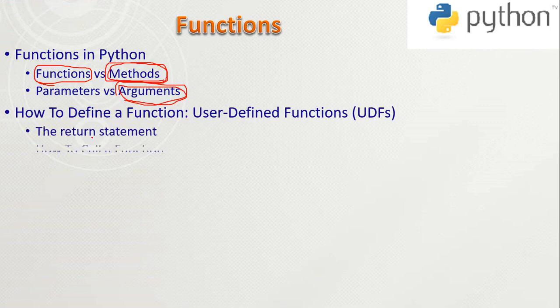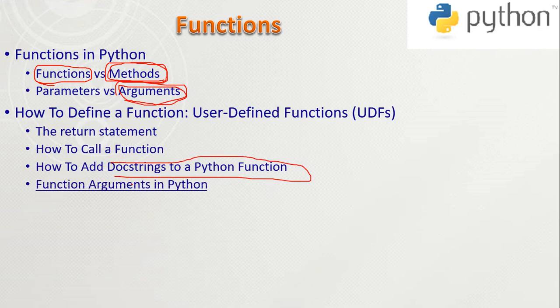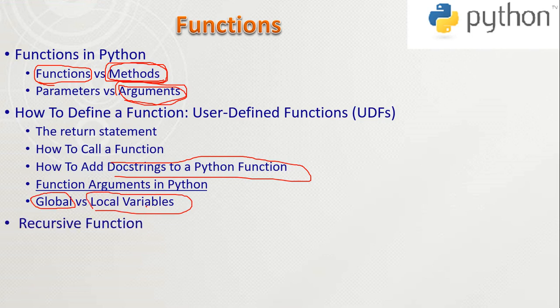Return statement in a function, how to call a function, how to add documentation while defining the function, that is documentation for a Python function. Function arguments: a function can be defined in Python without argument, with argument, with return type, without return. Those are categories of functions. The variable which is defined outside the function is called a global variable. The variable which is defined inside the function is called a local variable.